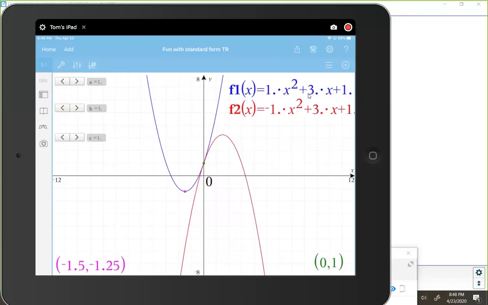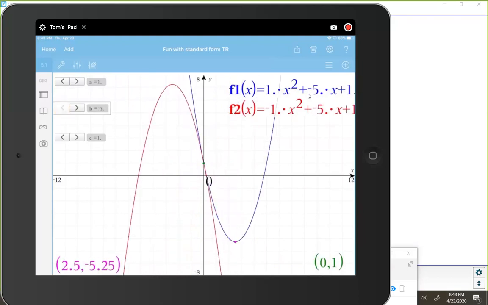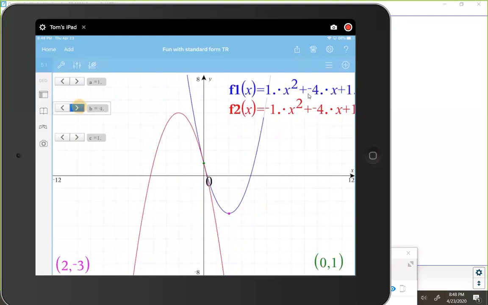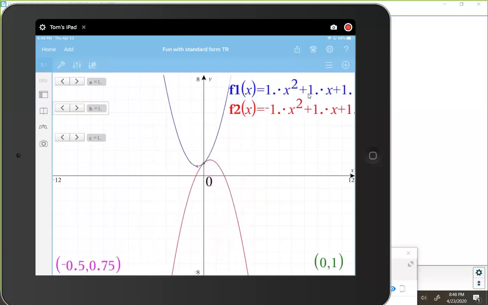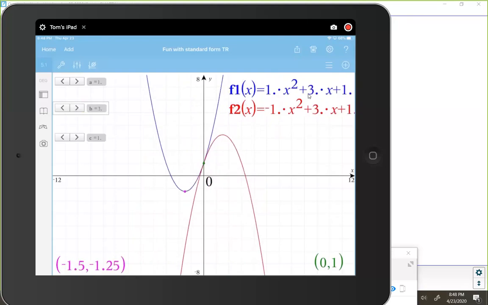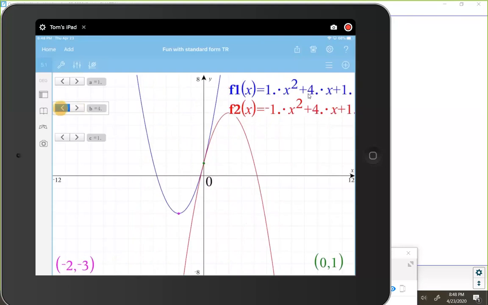But here's what I want you to do. I'm going to make B an extreme value, -5. I want you to watch this pink point as I change B, and see if you can see what it's tracing out. Anybody see what that's tracing out? Pink point, what kind of curve?